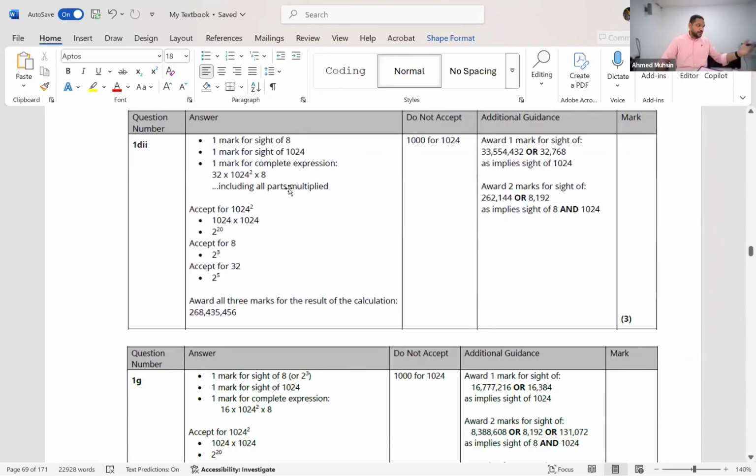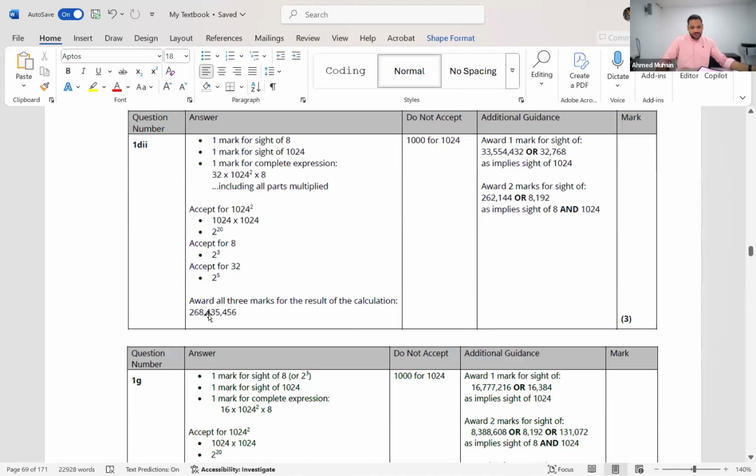Understood that? The final answer nobody is interested in. Did you calculate all of them and write a final answer? No. We are looking at this. 1 mark if you mention 8 bits. 1 mark if you mention any of the 1024s. And 1 mark for the complete expression. Everybody okay with this?